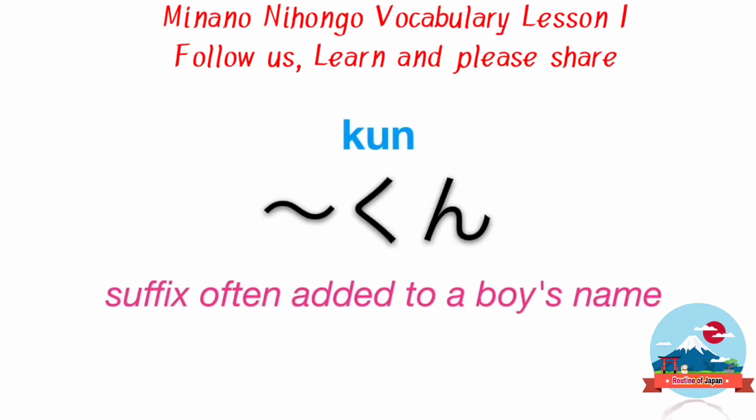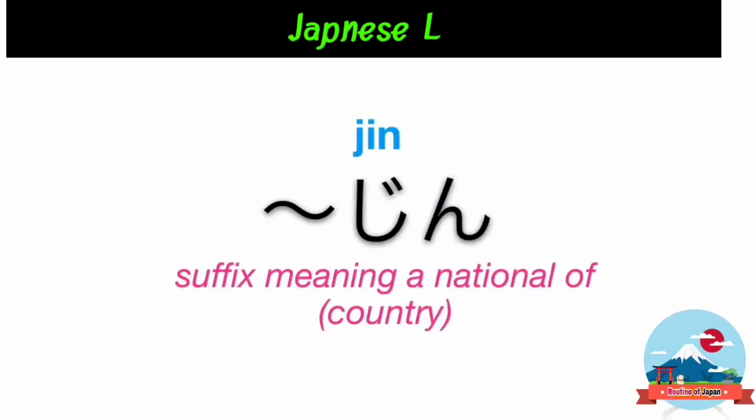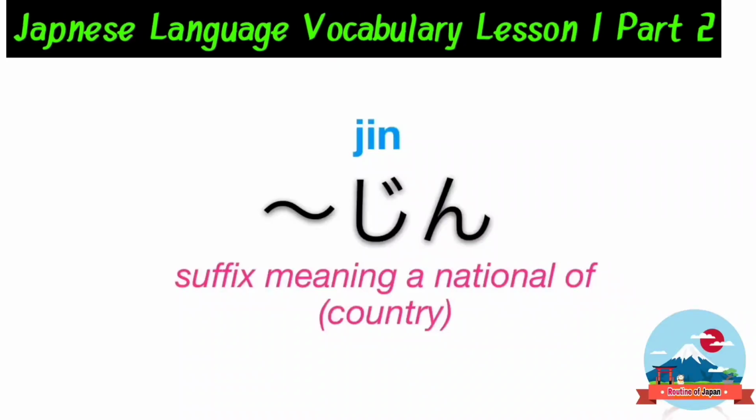Kun. In general, it is used for young boys or young adult males, or even among male friends. Jin. For example, a Filipino is Philippine Jin. An American is America Jin. And a Japanese person is Nihon Jin. And so on.